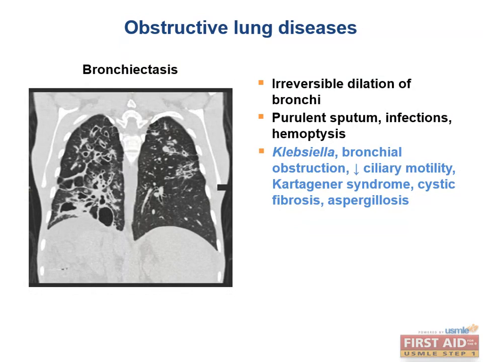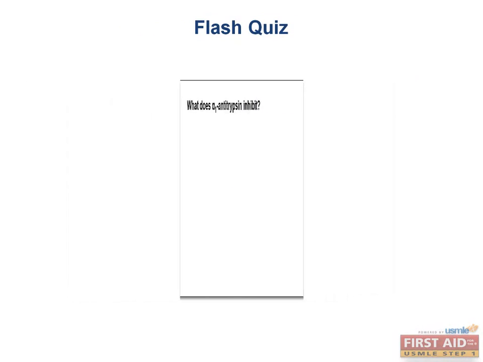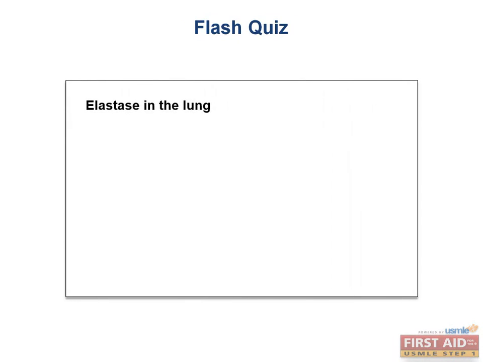This is a coronal CT in a patient with recurrent and chronic pneumonia. You can clearly see the dilated bronchi, especially on the right side. Let's do a flash quiz. What does alpha-1 antitrypsin inhibit? The answer is elastase in the lung.